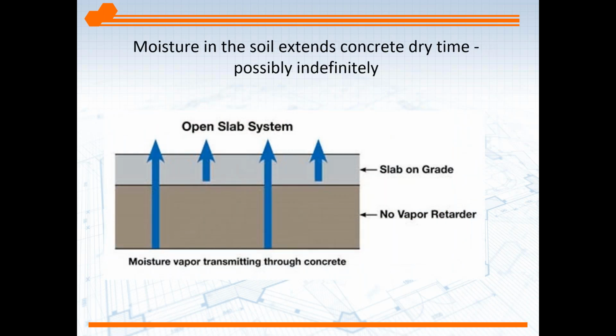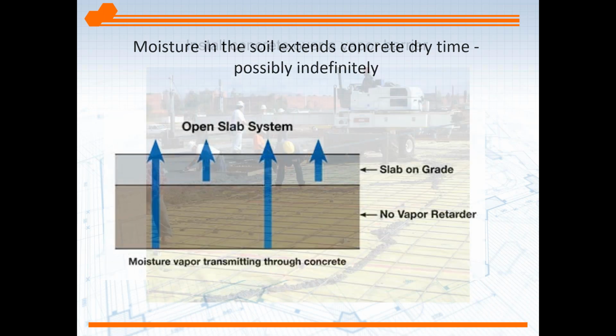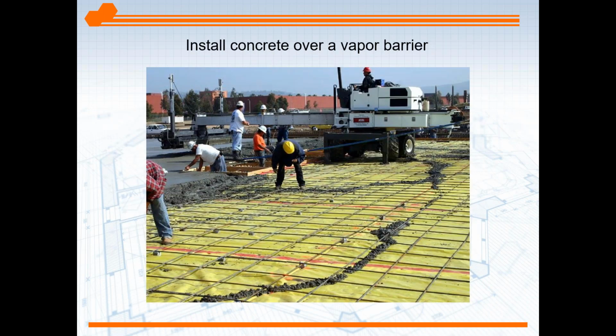Vapor barrier underneath the concrete. Moisture found in the subgrade, in the soil, can extend the drying time in the concrete, and it could possibly be pumping moisture into the concrete for the life of that slab. So this problem or concern is pretty easily resolved by installing the concrete over a moisture vapor barrier.